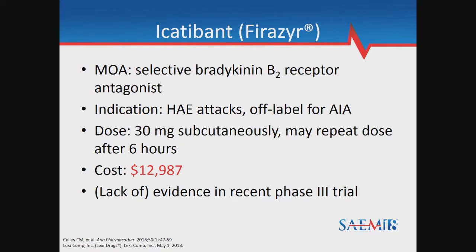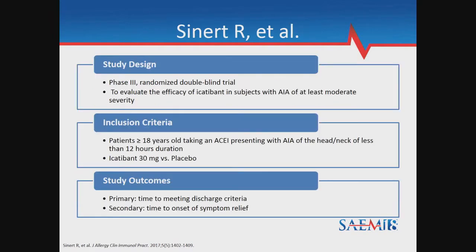So using the results from that phase 2 trial, we went into our phase 3 trial conducted by Sinert and colleagues. And this was a phase 3 randomized double-blind trial, again to evaluate the efficacy of icatibant in patients who had at least a moderately or severe angioedema. Patients were included if they were adults and they had specifically head and neck angioedema, taking an ACE inhibitor. These patients could receive conventional treatment at any time, and over 90% of patients did receive the conventional treatment at some point. And these patients were randomized 1-to-1 to receive either icatibant or placebo. The primary study outcome was time to meeting discharge criteria, similar to the previous study, and secondary was time to onset of symptom relief.